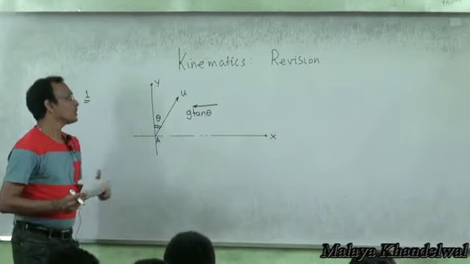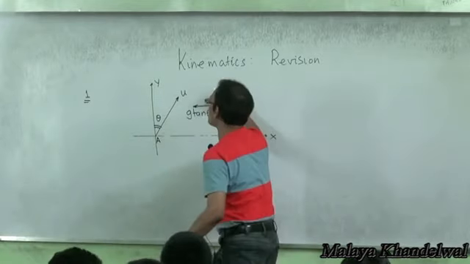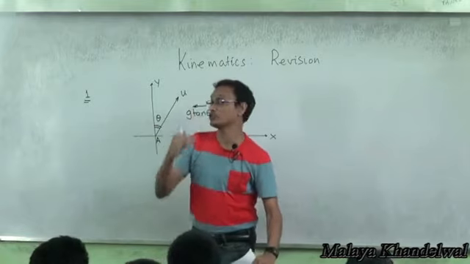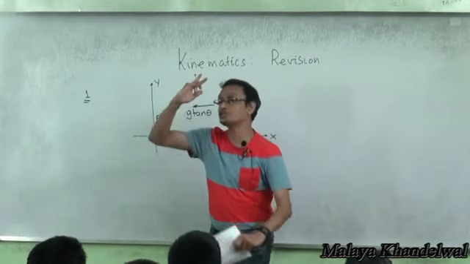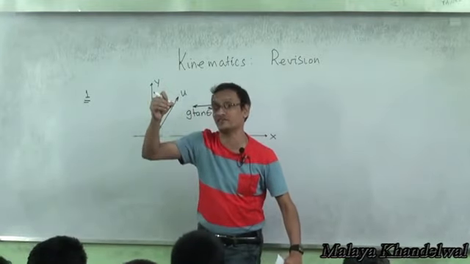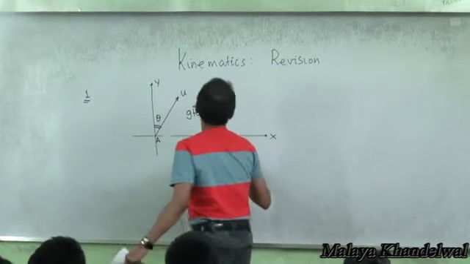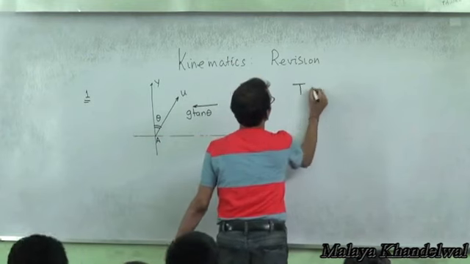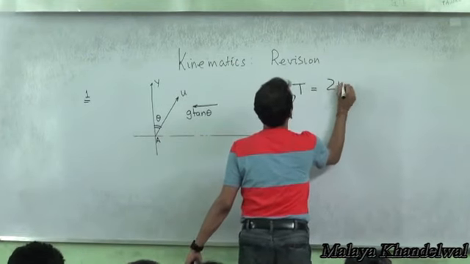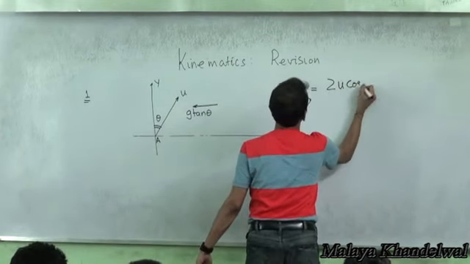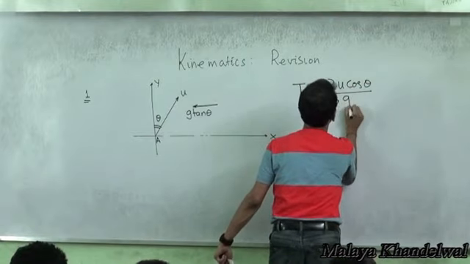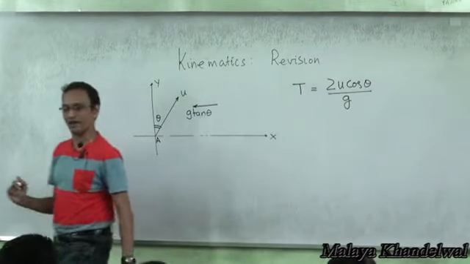Now a horizontal acceleration will not disturb the total time of flight, because the total time of flight is twice the initial vertical velocity divided by the downward g, right? That's the total time of flight. So the total time of flight remains the same, which is 2 times the initial vertical velocity, in this case 2u cos theta divided by g. That's the total time of flight, right?